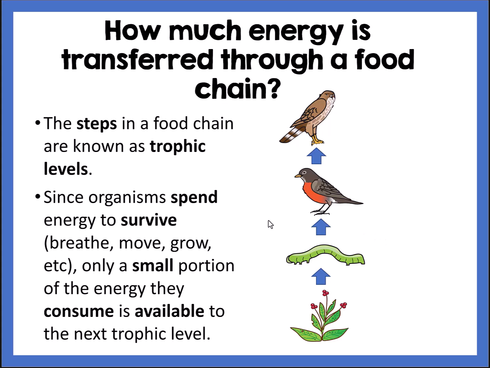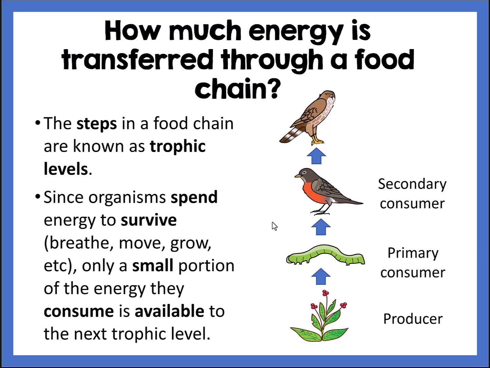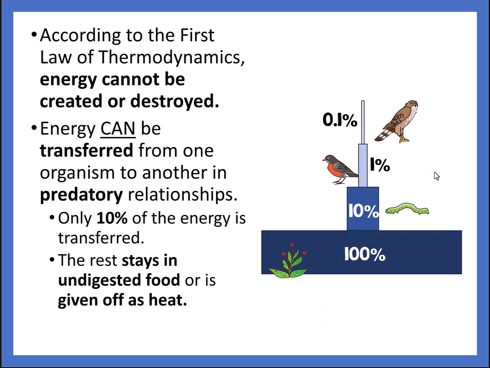The trophic levels we're going to discuss are producer, primary consumer, secondary consumer, and tertiary consumer. So according to the first law of thermodynamics, energy cannot be created or destroyed. So the energy here is not disappearing, but it's being used for a variety of purposes.